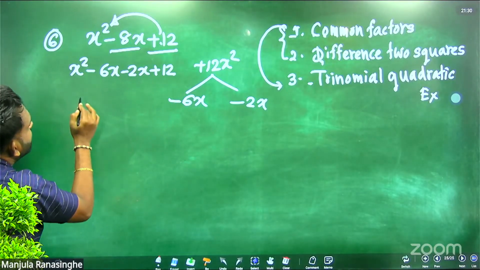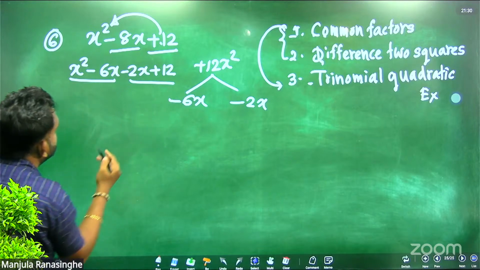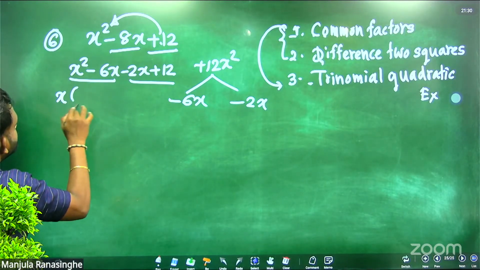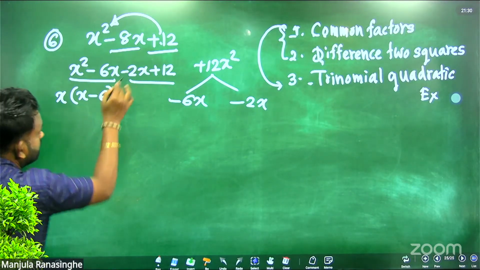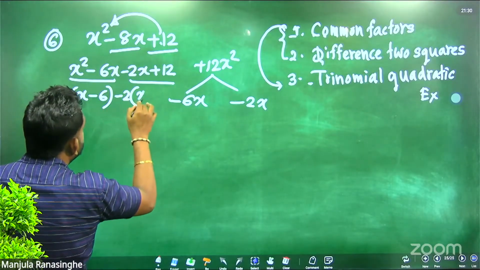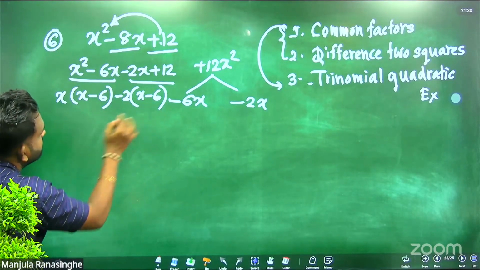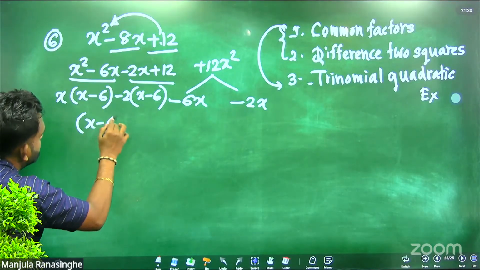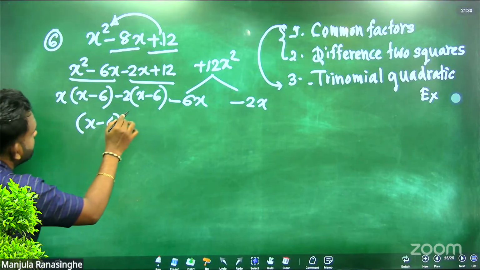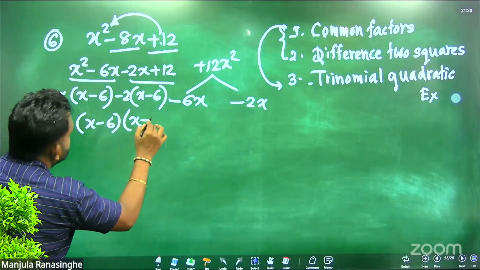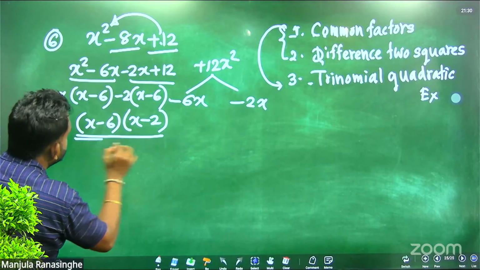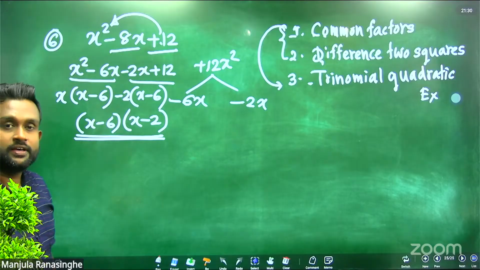Okay, now you take common factors 2 by 2, pair by pair. So here you take out x, then x minus 6. Here negative 2 taken out, then x minus 6. Now x minus 6 is common, right? Commonly taken out x minus 6. Here remains x, here minus 2. Now the final answer is x minus 6, x minus 2.